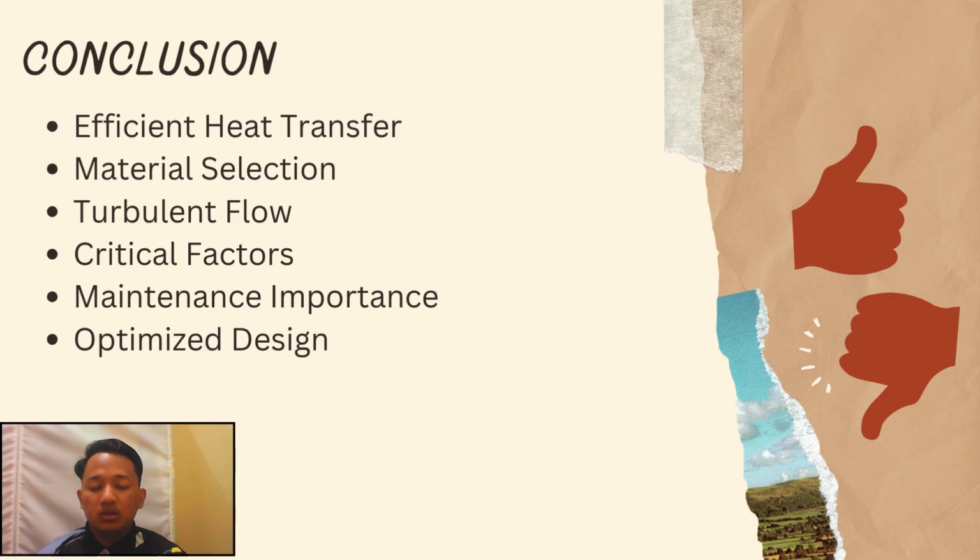Second, material selection. The use of high thermal conductivity materials like copper and aluminium significantly enhances energy transfer, ensuring optimal heat exchange efficiency. Next, turbulent flow. Turbulent flow enhances convection efficiency by promoting thorough mixing, enabling superior heat transfer performance.